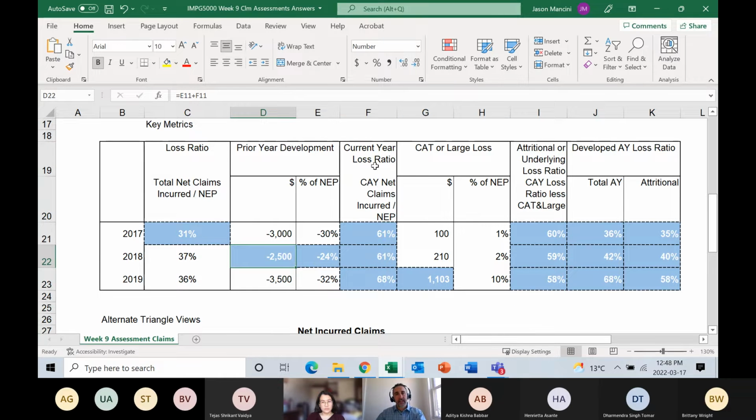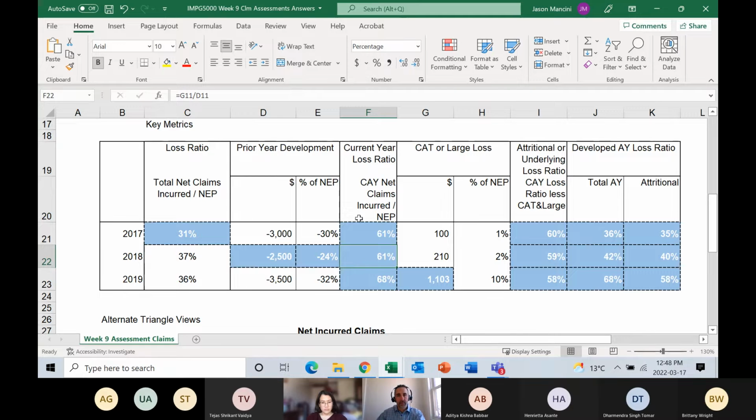There are two ways to get at the current year. A current year is the total excluding the prior year development. So in this case, we would minus the negative amount to exclude it. So our current year is 37 minus the negative 24. So 37 plus 24 gives us the 61 in 2018. Okay, it's the same math for these other years.